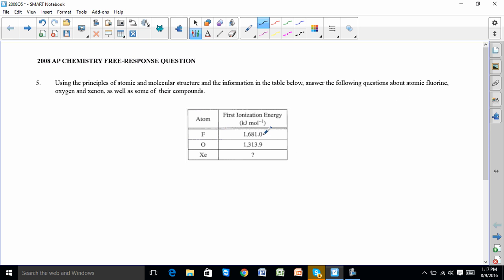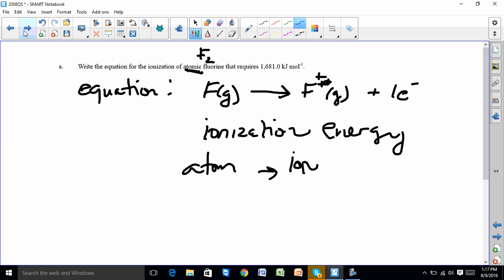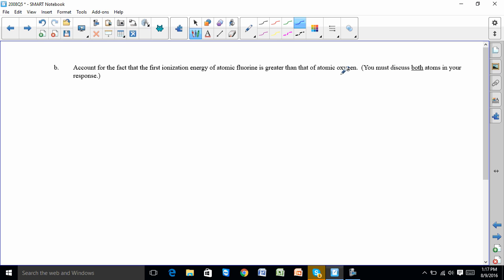Here's the deal. Why is it harder to get an electron away from fluorine than it is from oxygen? You need to put a lot more energy in, roughly 350 more kilojoules, to get the first electron away from fluorine than from oxygen. Now, it says you must discuss both atoms. So remember, you always answer the question first, but this is an essay.